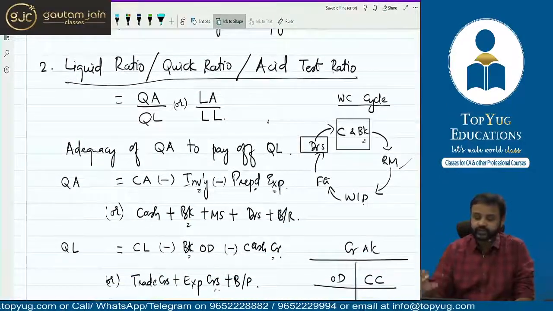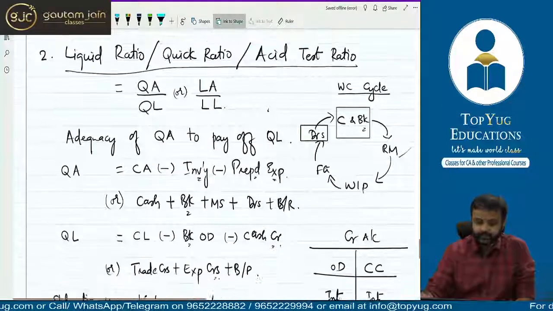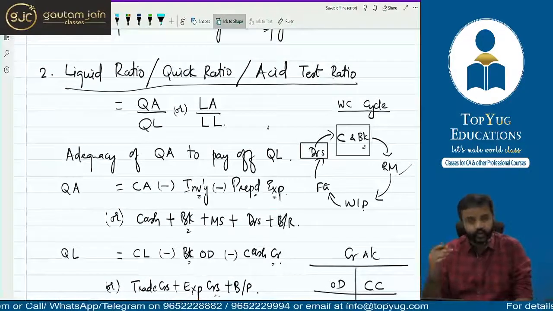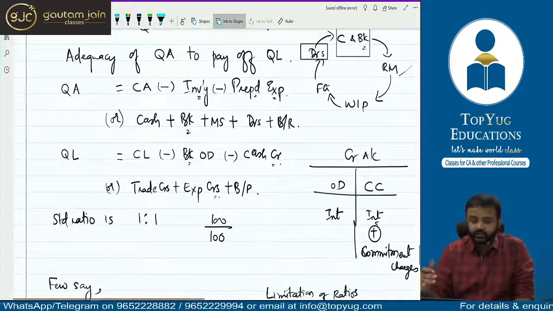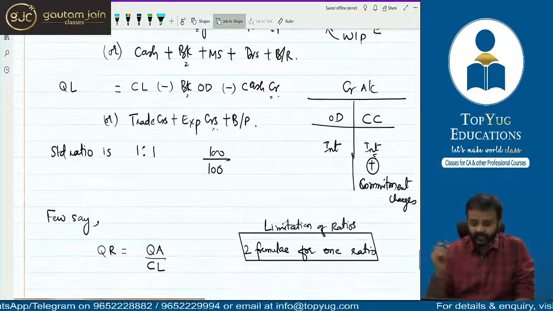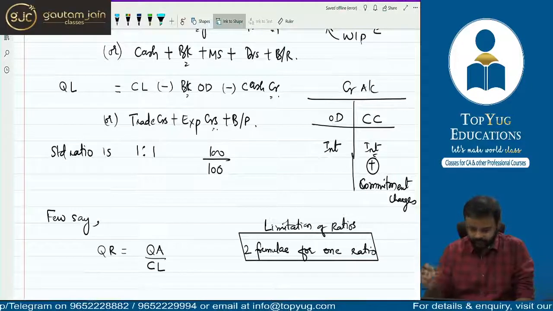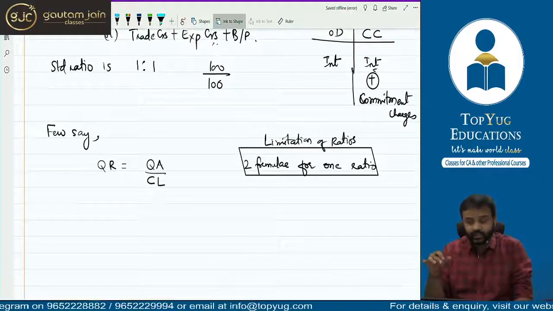So what did we discuss here? Did we discuss the other names? Yes. We've talked about the formula, the meaning, and the variables also. Then we've talked about the standard ratio, which is 1:1. Then we've talked about the limitation here.